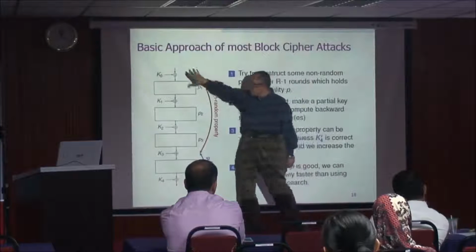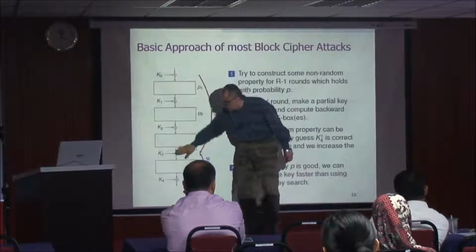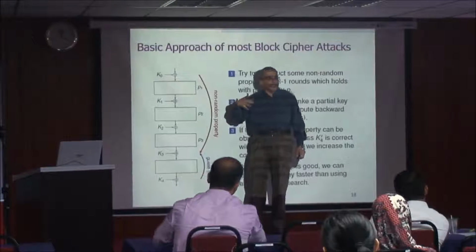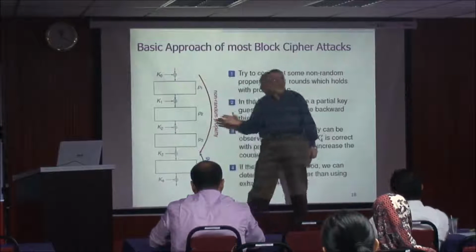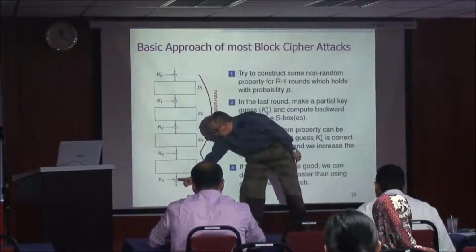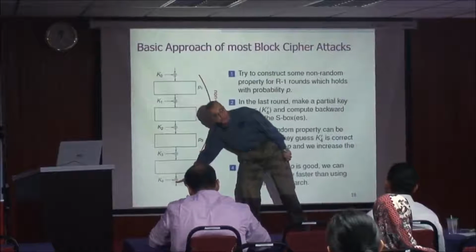Suppose I have this distinguisher, and I know that it holds with some probability between this round and this round. There is some probabilistic relation between the input to here and the output at this level. So what I'm going to do is guess the value of the key of this round.